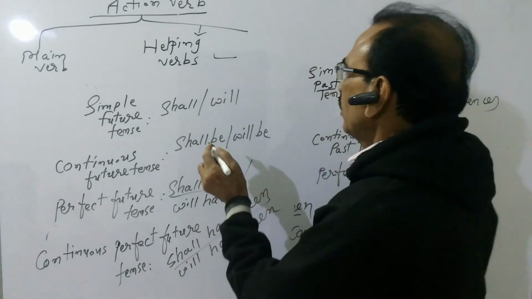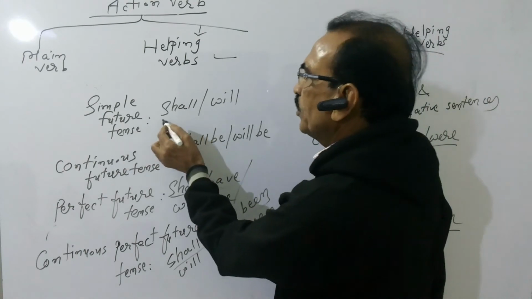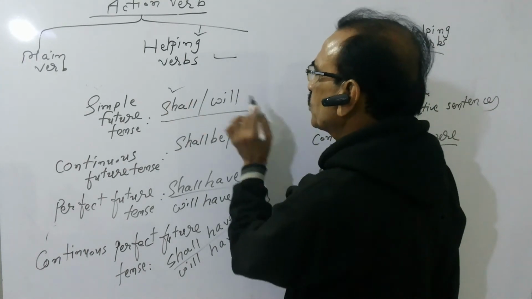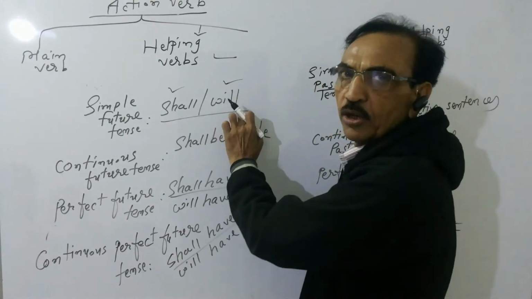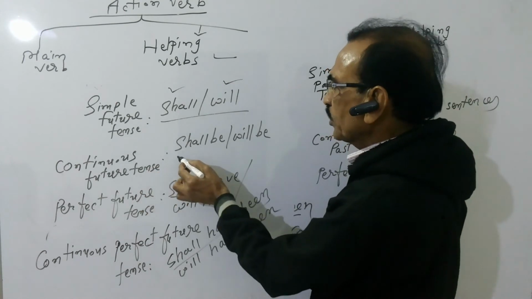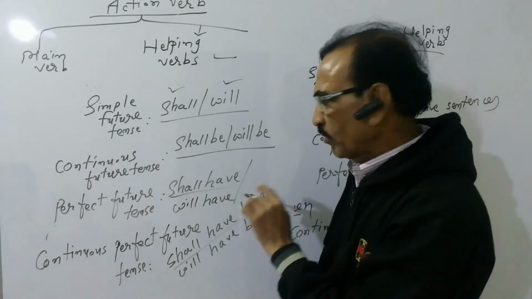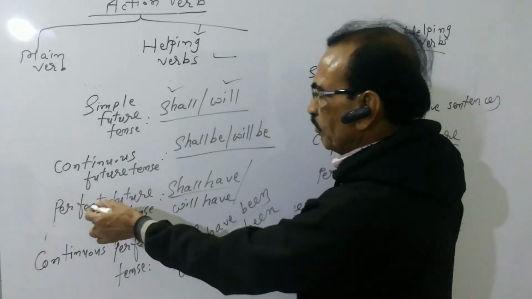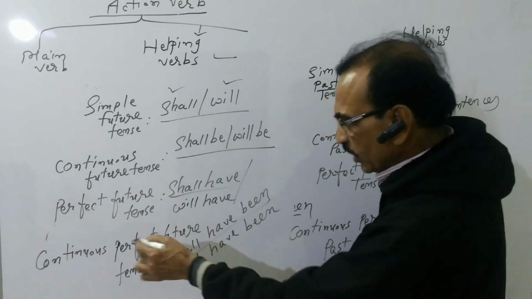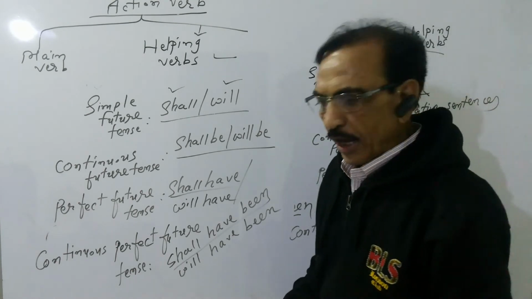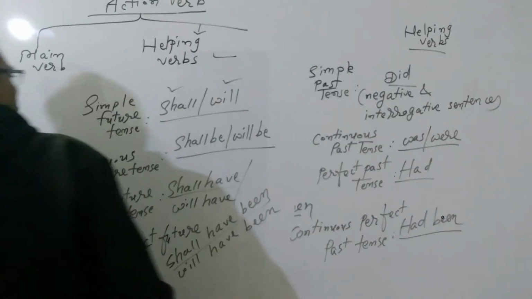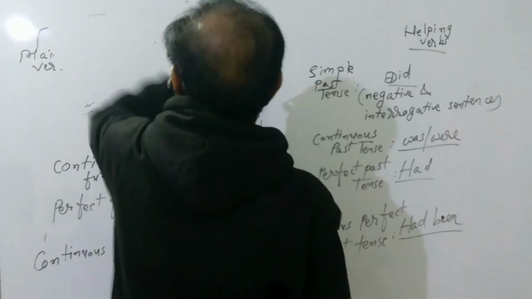The same thing for simple future tense, we have to remember shall and will always. Shall is used with the first person, will is used with second and third person. We will study this topic later on. In continuous future tense, we use shall be and will be as a helping verb. Shall have, will have in perfect future tense. Shall have been, will have been in continuous perfect future tense. I am sure you would have noted this. Now let us proceed on.